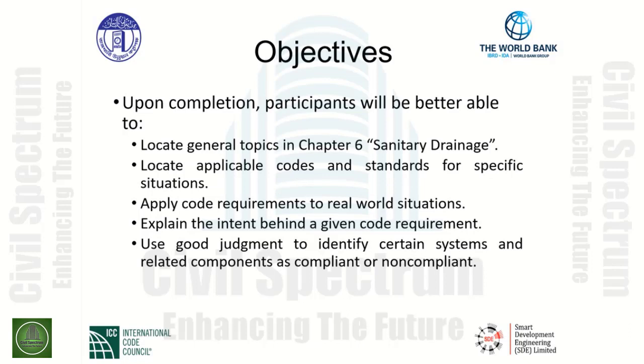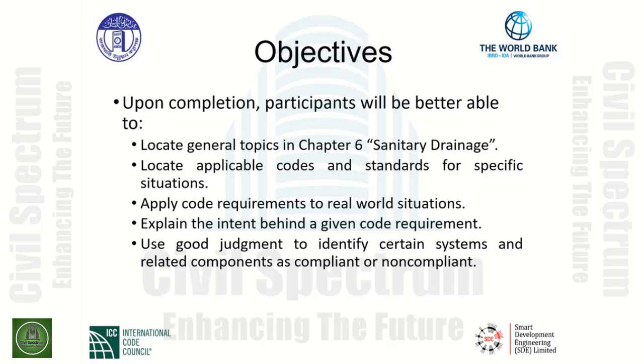Our course objectives are as follows. Upon completion, participants will be better able to locate general topics in Chapter 6 Sanitary Drainage, locate applicable codes and standards for specific situations, apply code requirements to real-world situations, as well as explain the intent behind a given code requirement. And finally, use good judgment to identify certain systems and related components as compliant or non-compliant.